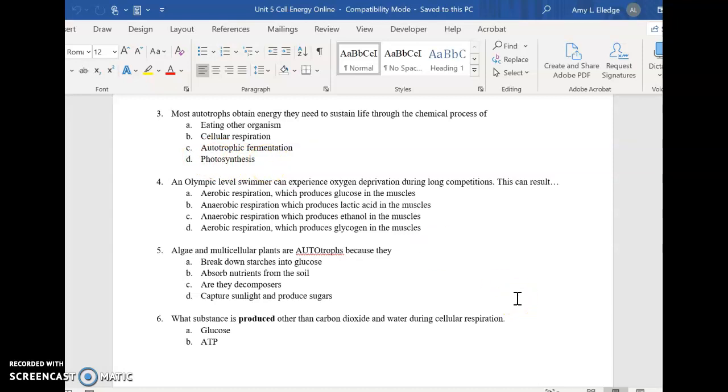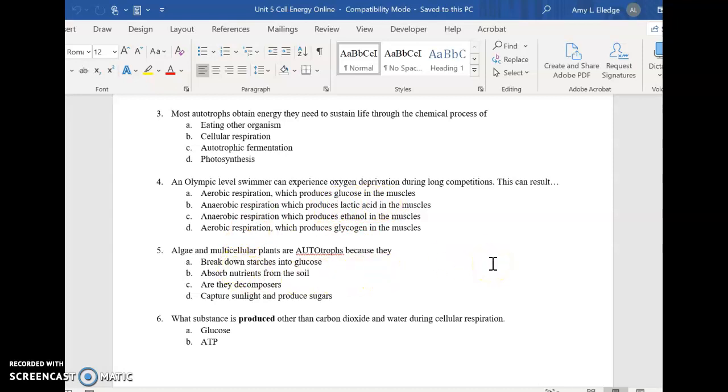Number 4, an Olympic level swimmer can experience oxygen deprivation during long competitions. This can result in, so if you don't have enough oxygen, are you doing aerobic or anaerobic? Well, aerobic means with oxygen, anaerobic is without. So you're going to do anaerobic. So now we're between B and C, right? So does anaerobic produce lactic acid in the muscles or ethanol in the muscles? Well, you're not working out and getting drunk on ethyl alcohol, right? That would be terrible, but you do feel the burn in your muscles. So that's lactic acid, B.